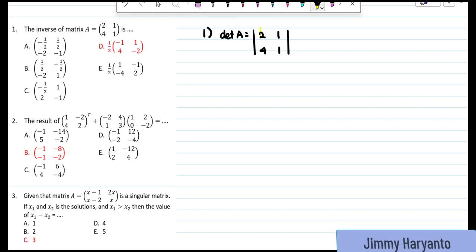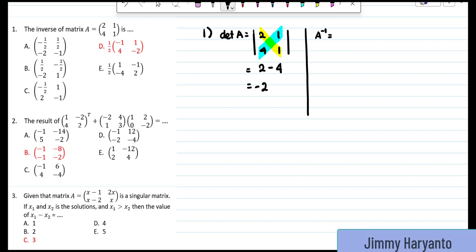To find the determinant, you have to multiply this and also this one, and then you minus them. You'll have 2 times 1 equals 2 minus 4 times 1 equals 4. Okay, so we have negative 2 for the determinant. And then the next is to find the inverse. To find the inverse, you have to use the formula 1 over determinant. The determinant will be negative 2.